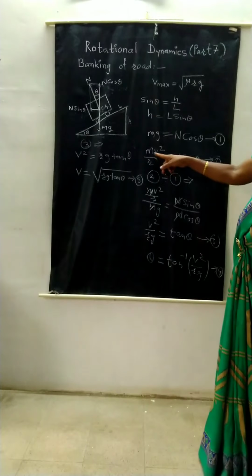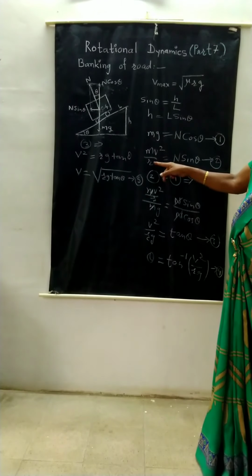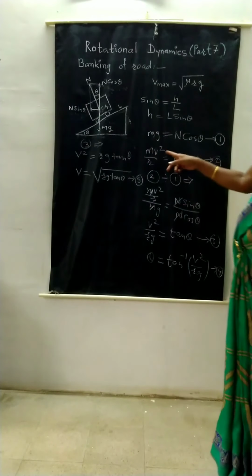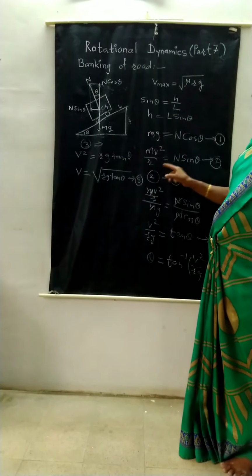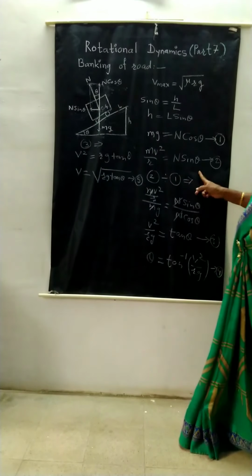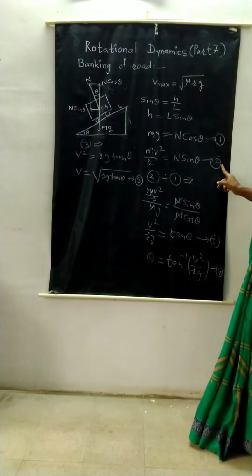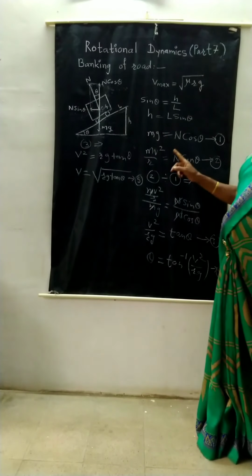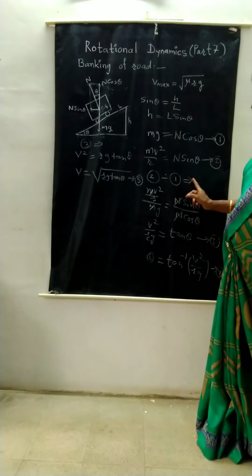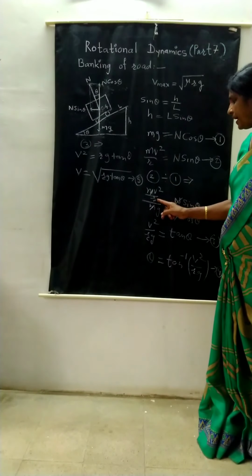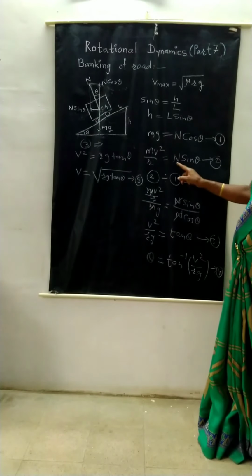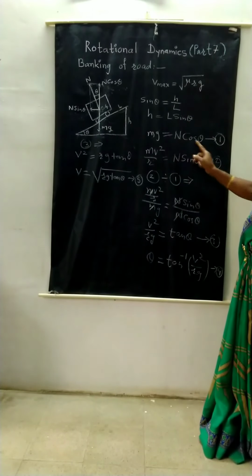Hence, we write mv square by r. What is mv square by r? It is the centripetal force required for circular motion. It is provided by N sin theta. So, this is our second equation. Now, I am going to divide equation number 2 by equation number 1 to obtain mv square by r upon mg is equal to N sin theta upon N cos theta.